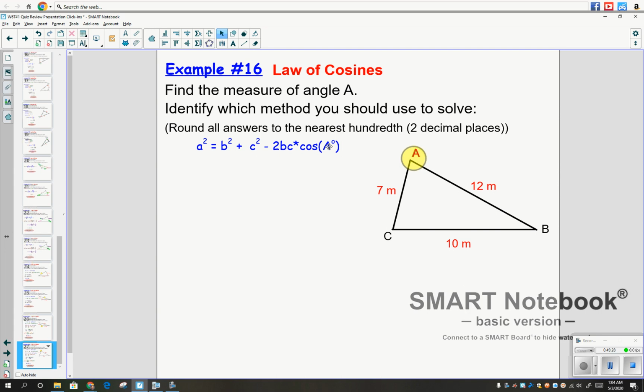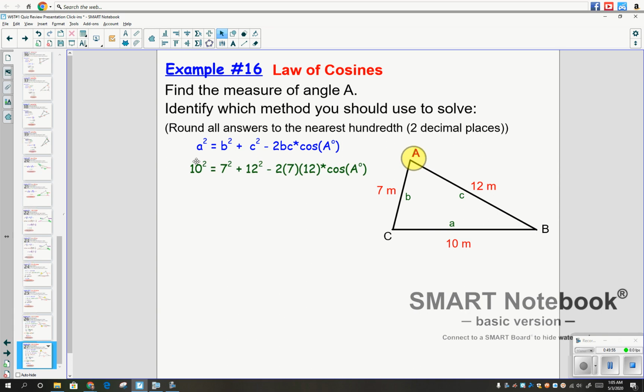So let's identify our sides. Which side is going to be A then? 10, because it's across from angle A. Well, let's let 7 be B because it's across from angle B. And we'll let 12 represent C because it's across from angle C. Again, A is very important in this case because 10 squared has to go by itself. Now 7 and 12, B and C could be interchanged and flip-flopped if you wanted to.